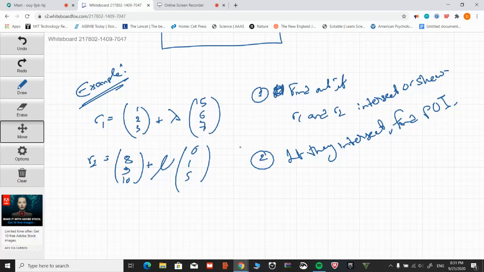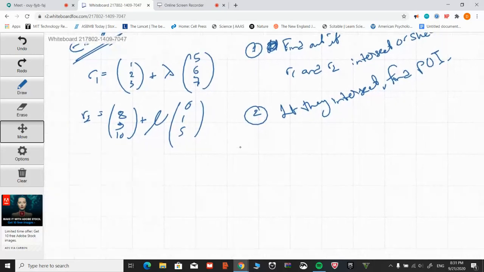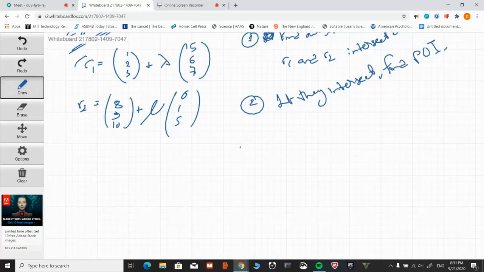Finding the point of intersection is very easy once you prove whether they intersect or not. So what is this idea of intersection? Look, this is very important. Remember what R1 was. R1 was the equation of this line.